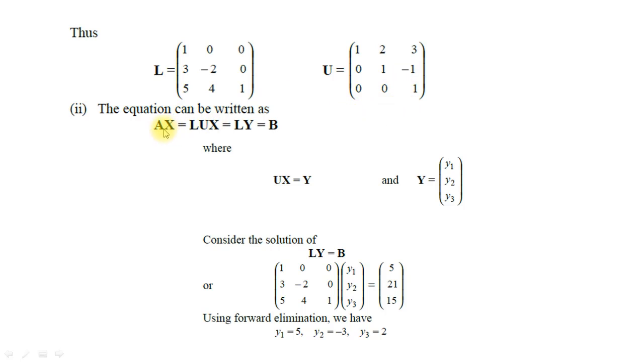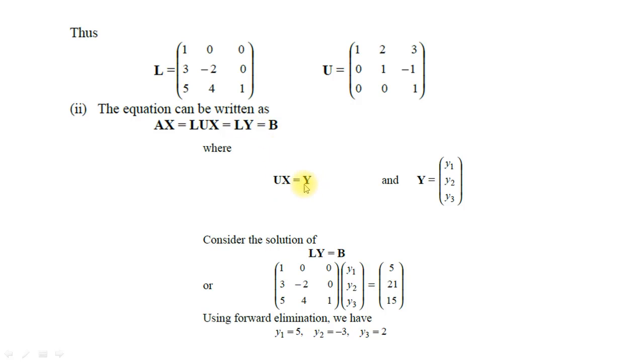Now in the second step, since we have the lower triangular matrix and the upper triangular matrix, we can write AX is equal to LU, replacing A by LU, so AX is equal to LUX, and we can write this is equal to LY, and LY is equal to B. Actually UX is equal to Y, so LY is equal to B.